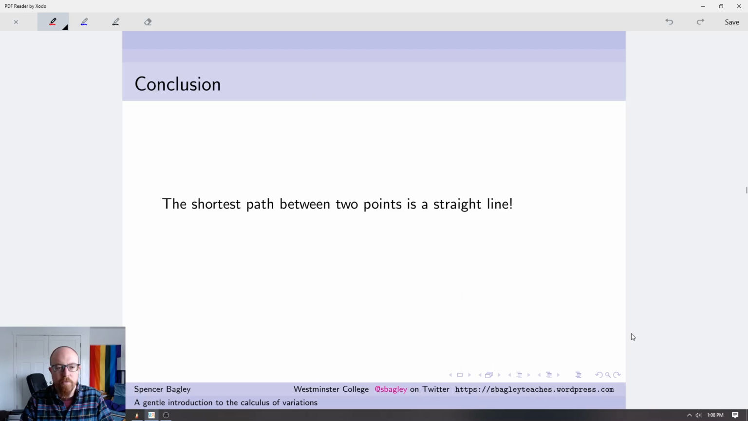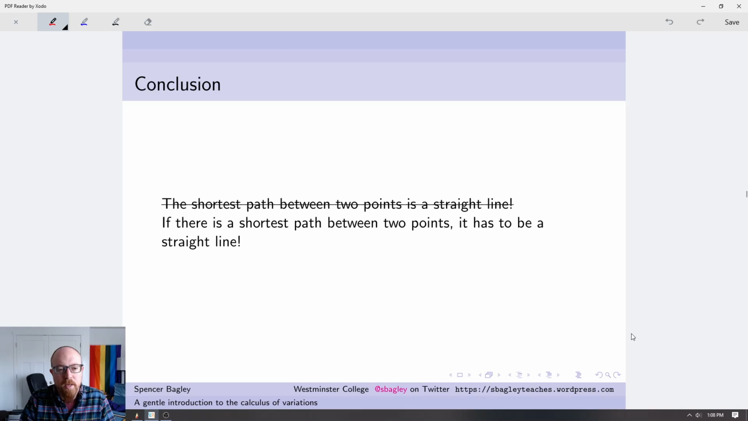So here is what we have proved. We have proved that the shortest path between 2 points is a straight line. That's not actually what we proved. Here is what we really proved. If there is a shortest path between 2 points, it has to be a straight line.